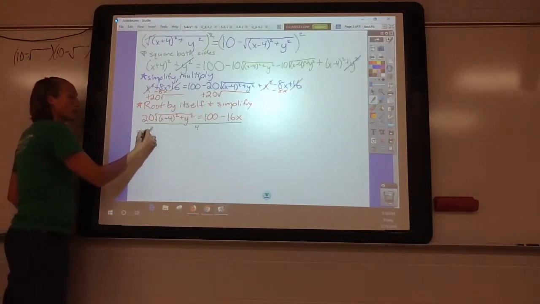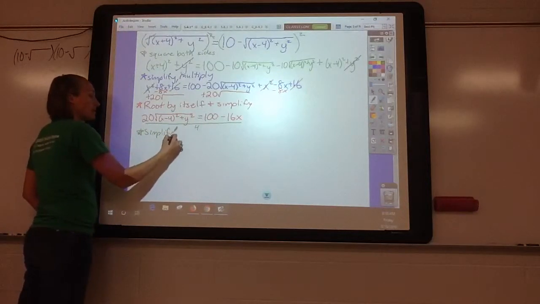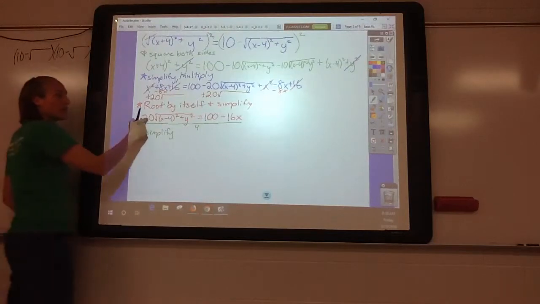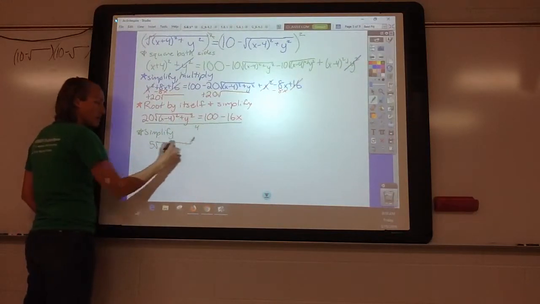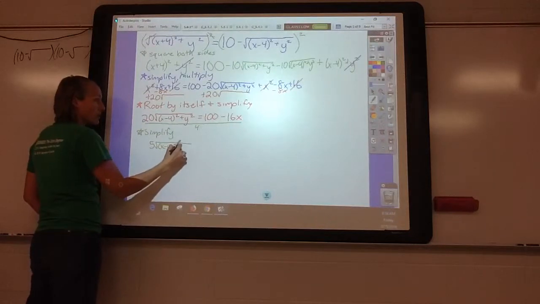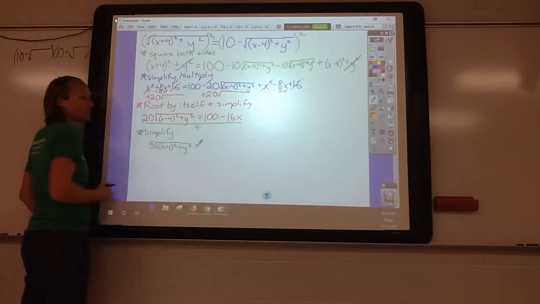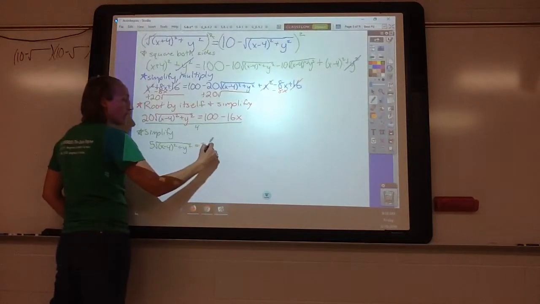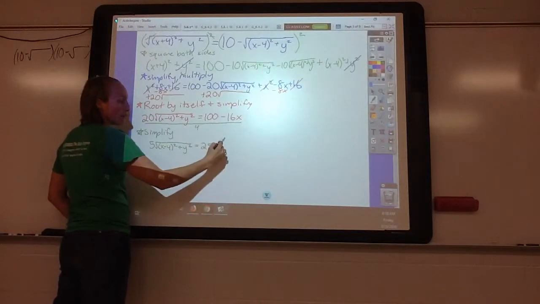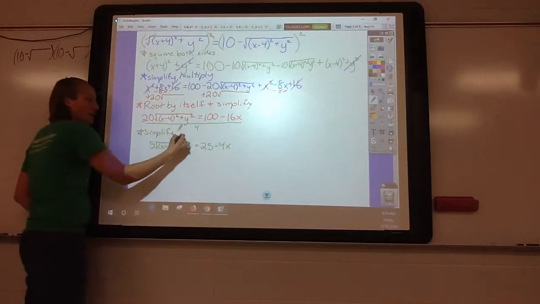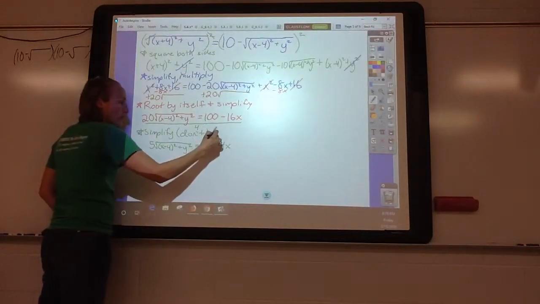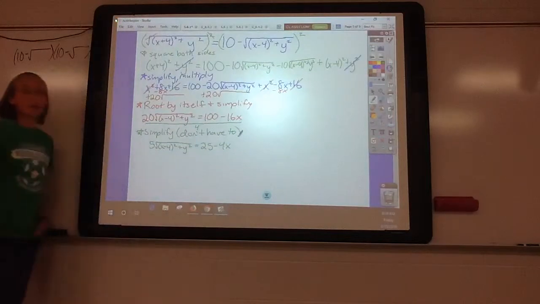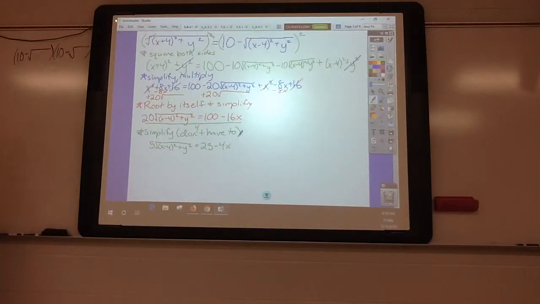In this case, all of these terms are divisible by 4. So I'm going to simplify here by dividing. 20 divides by 4, so I get 5 times the square root of x minus 4 squared plus y squared, equal to 100 divides by 4 gives me 25, minus 16 divides by 4 and gives me 4x. I'm going to even write in here, you don't have to. You are going to have really large numbers if you don't, but you'll have a calculator in front of you and you can use it. So you do not have to do that step if you don't want to. And I will have plenty of students that will skip that step, so it's not like it usually goes half and half.